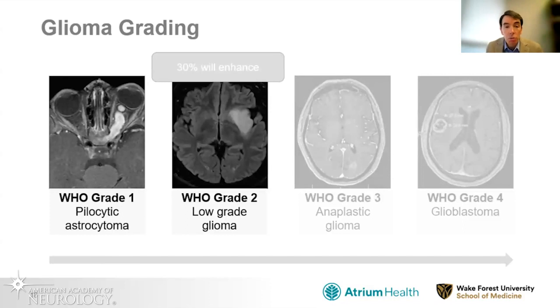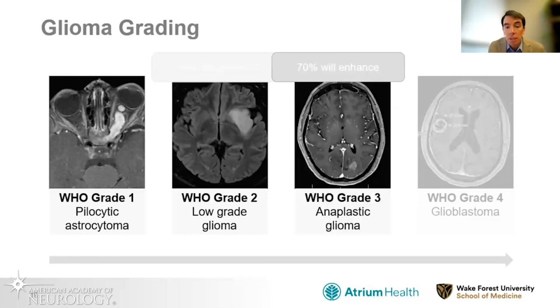If we move to grade 2 tumors, you actually go back to the kind of beginning. They don't enhance. Only 30% of these grade 2 low-grade gliomas will enhance. They're often non-enhancing T2 or FLAIR bright lesions like you see here. This is a FLAIR lesion showing an insular glioma, probably an astrocytoma or oligodendroglioma, and only 30% of these will enhance. As we move up in aggressiveness to grade 3, 70% of the grade 3 tumors will enhance, but often they have a different enhancing pattern.